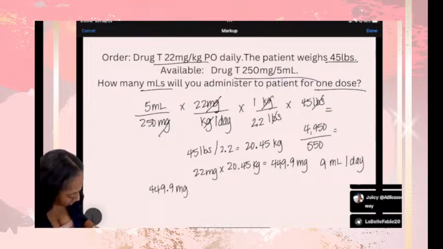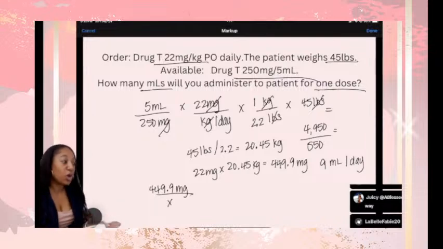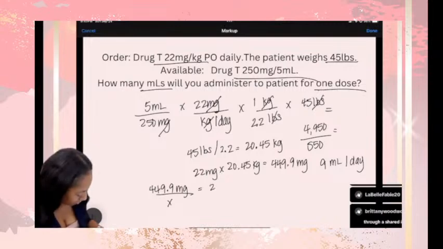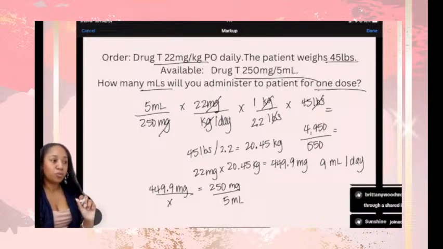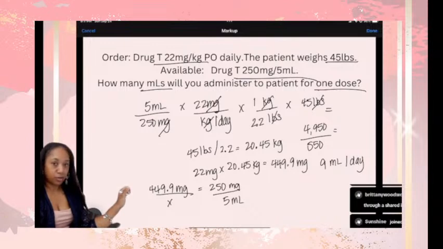So 449.9 milligrams over X, because we don't know how much medicine to give to the patient. And then on this other side, we have our medicine, 250 milligrams over 5 milliliters. So when you do ratio and proportion, you have to make sure that your units are the same on the top as they are on the bottom. If you don't have it set up right, it's not going to work. So we got milligrams on top equals milligrams, and then X, because we don't know how many milliliters we're getting, we're solving for that, to 5 mLs, okay?